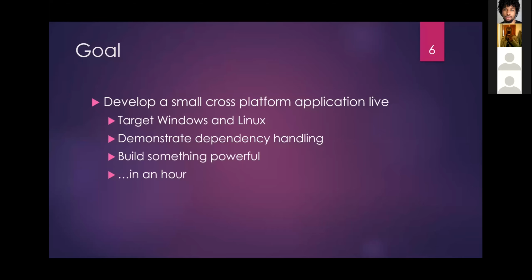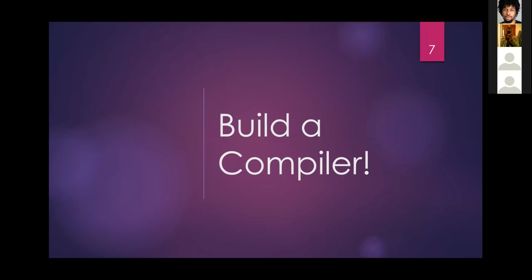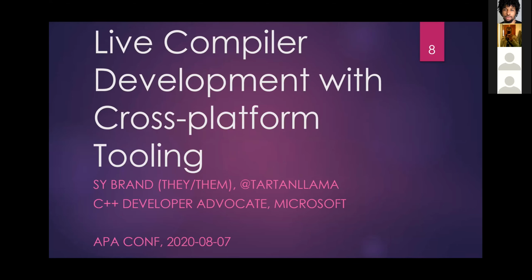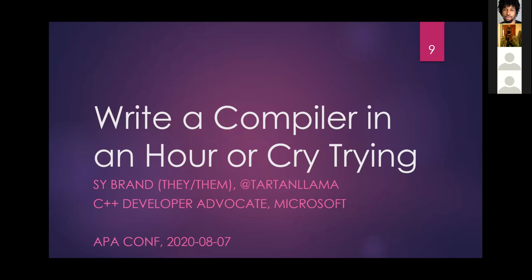So I had to think, and I came back to what I usually do, which is build a compiler. What could possibly go wrong? My background is in compilers, as I said in the introduction, so this is something I'm interested in and have experience in. Maybe an alternative title for this talk, instead of live compiler development, is write a compiler in an hour or cry trying. That's what I'm going to try and do today.